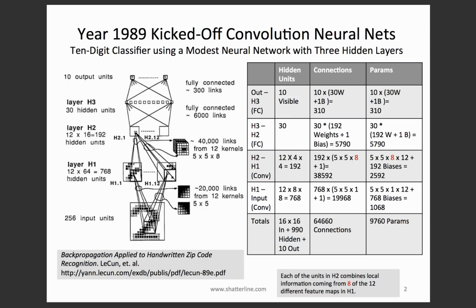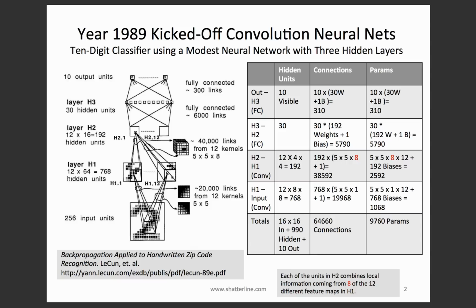Now let's look at the connections between the hidden layer H2 and the hidden layer H1. H2 also has 12 feature maps, H2.1 through H2.12, but the connections between H1 and H2 are heavily constrained. Each of the units in H2 combines local information coming from only 8 of the 12 different feature maps in H1. This was done for an important reason, that is, to break the symmetry in the network and thus improve learning. The convolutional kernel size is 5 by 5 and the stride is 2, and that gives us 12 times 4 times 4, 192 hidden units.